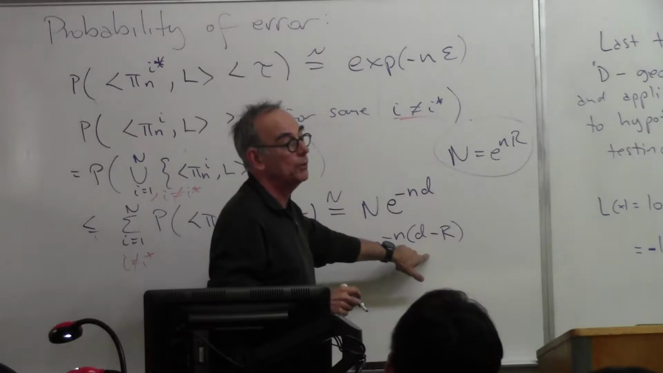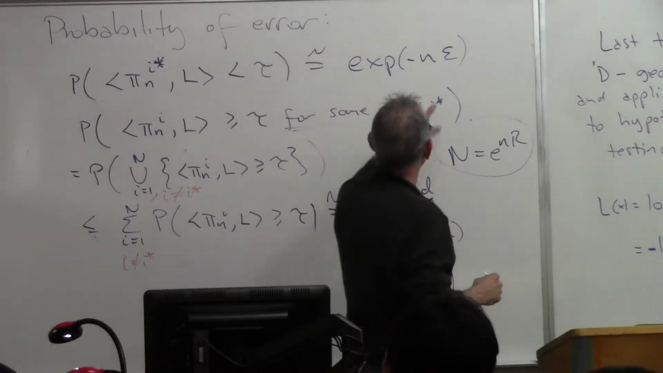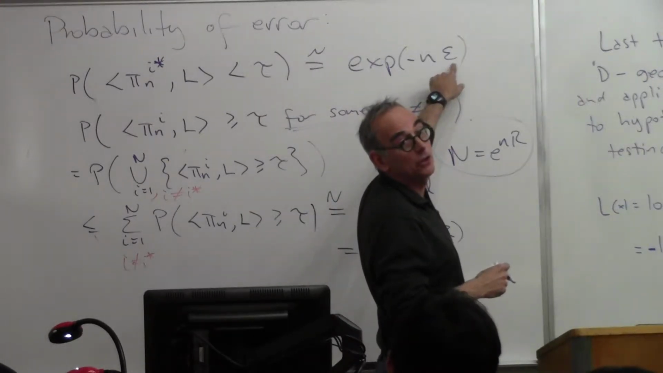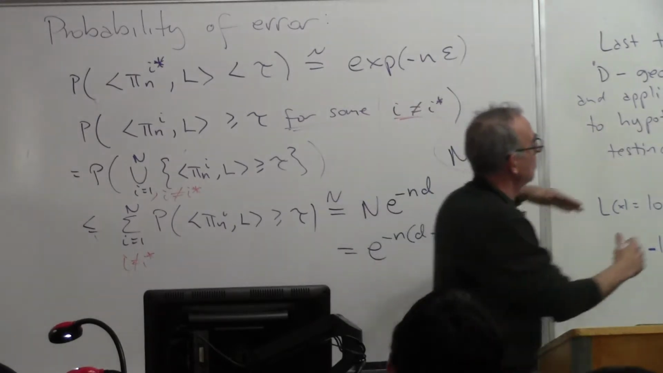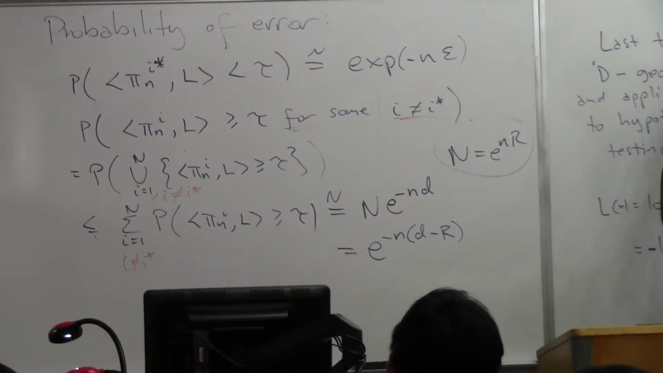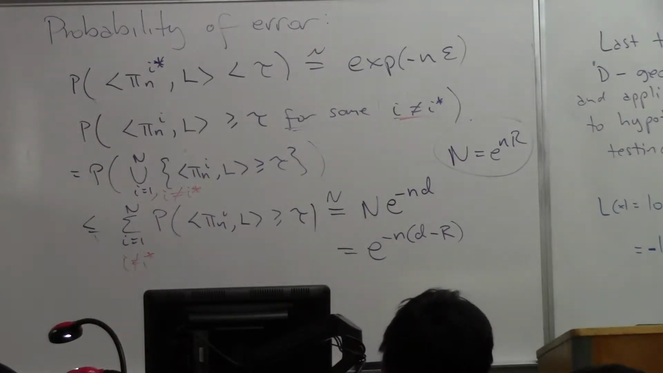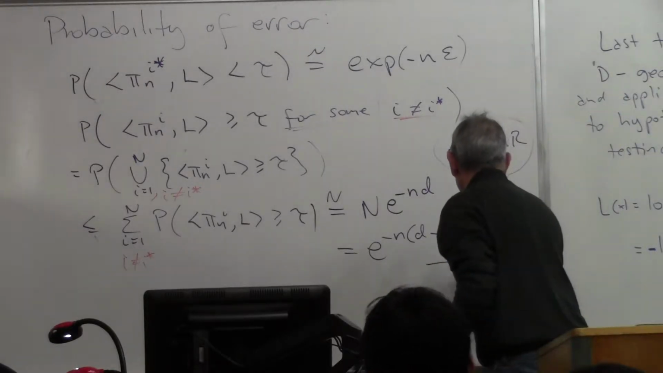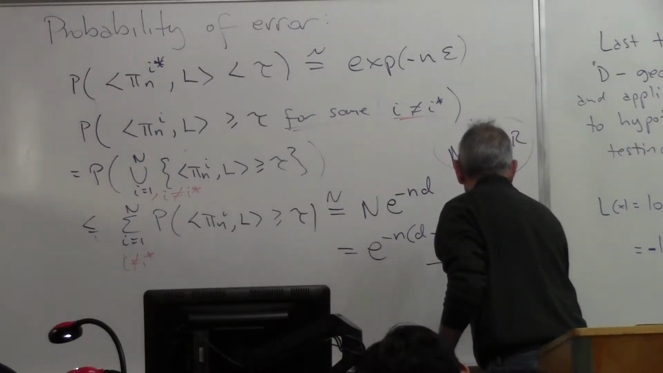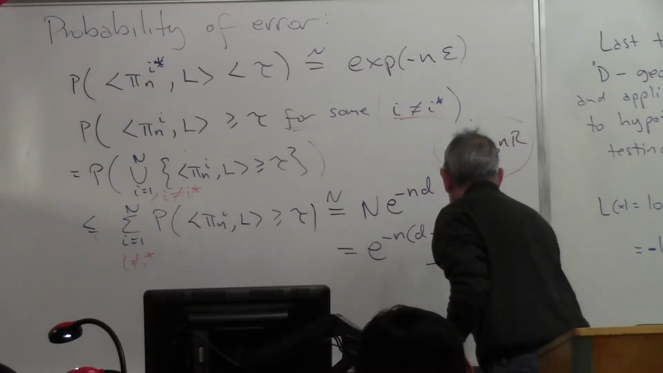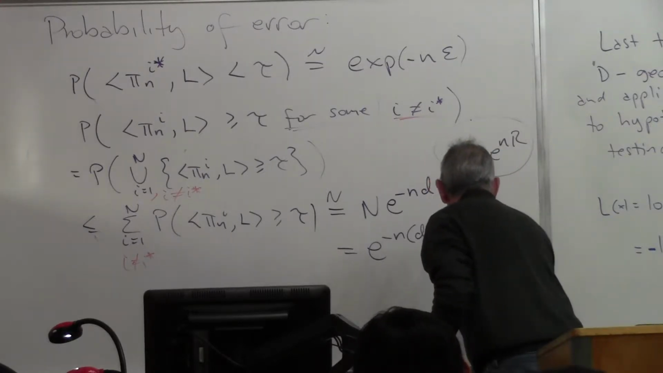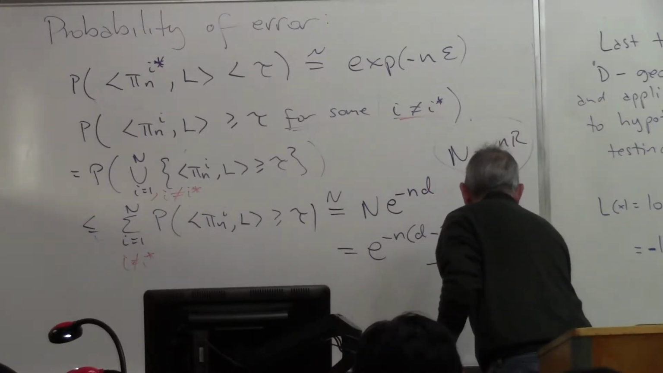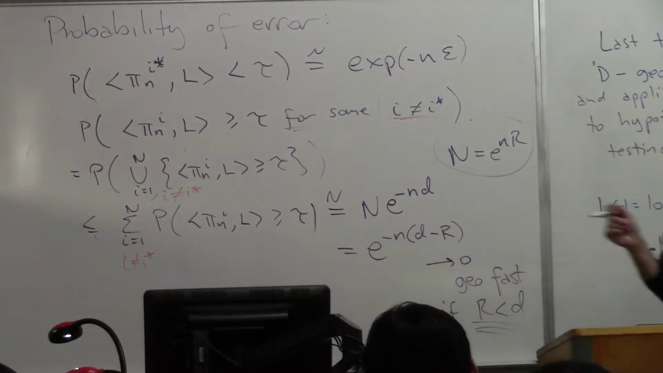We want to make d as big as possible, which means we're going to have to force that epsilon to be small. We're trying to make this ball huge, so we can deal with this union bound. You can see that this will go to 0 geometrically fast if r is less than d.